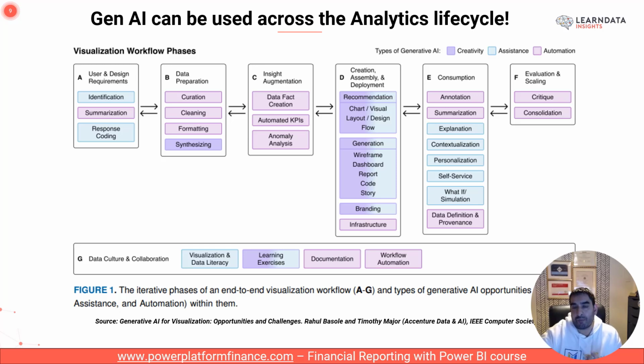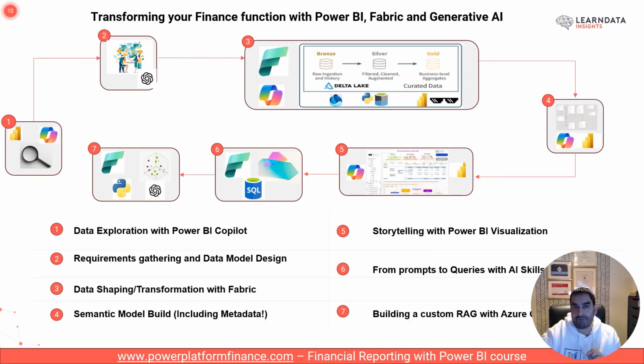This is a diagram from a white paper written by Accenture employees that outlines the analytics workflow and looks at different types of tasks, creative assistance tasks, and automation tasks that could be helped using Copilot and generative AI in general. We can see that Gen AI can help with user and design requirements. It can help with preparing, cleaning, and structuring that data into a star schema for Power BI. It can be used for wireframing and designing the reports, and obviously for the consumption experiences of explaining and summarizing the data. Right, this is what we'll be covering through this session.